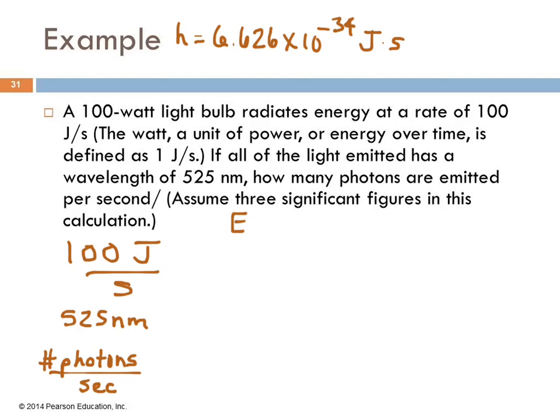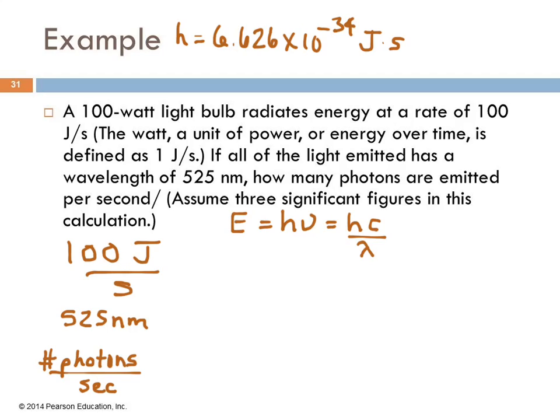So the energy of a photon is Planck's constant times the frequency, which is equal to Planck's constant times the speed of light divided by the wavelength. Can we calculate the energy of one photon of this light? Yes, we can. Well, let's do that.